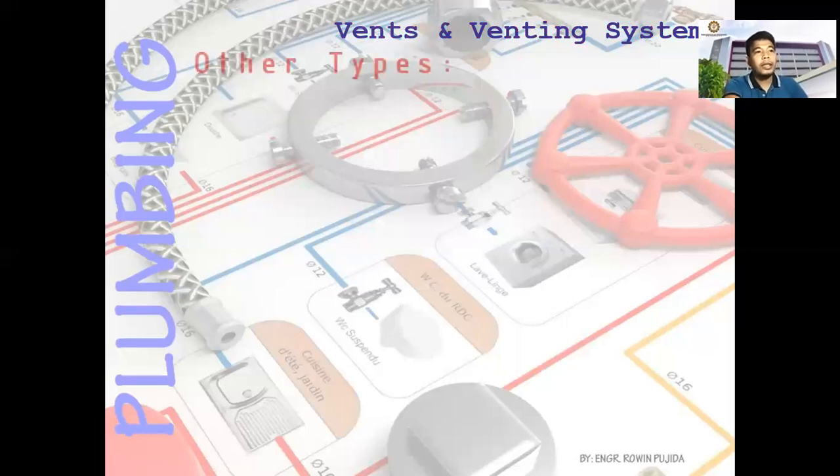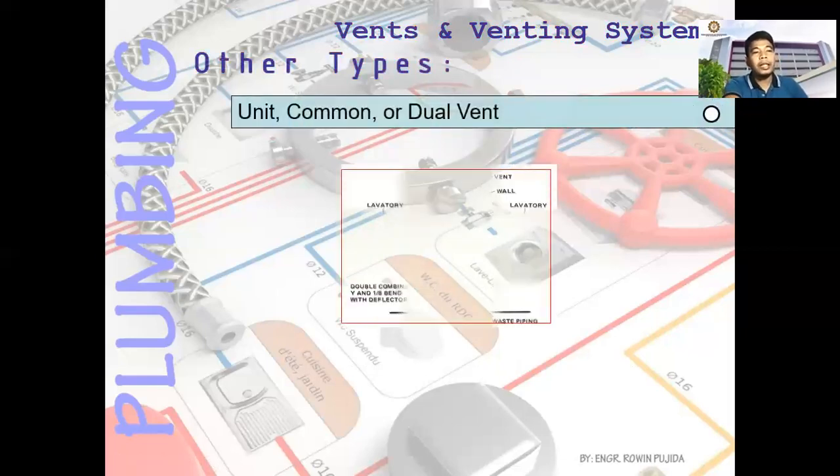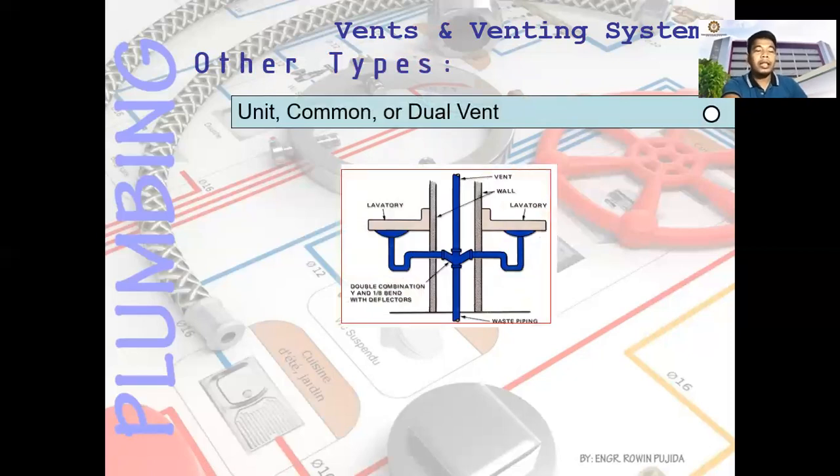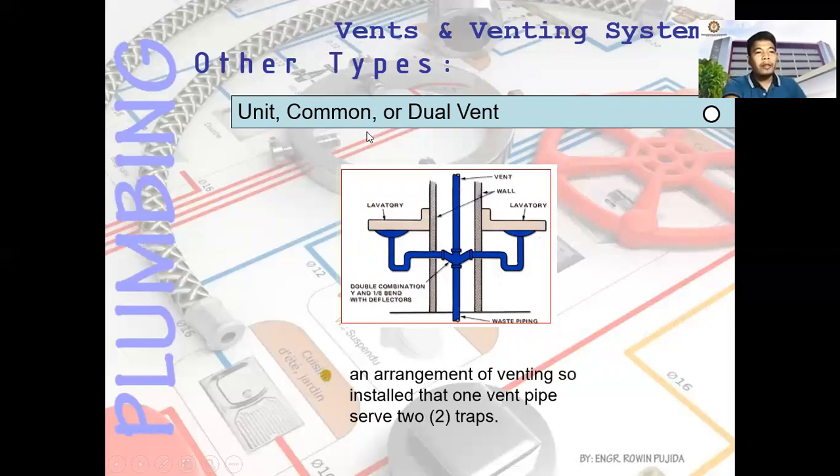Next, we have the other types of vent. You have the common, the unit, or the dual vent. So this is dual since this serves two fixtures. So you have two lavatories, then you have the fitting here, and then you have the dual vent, or the common vent, or sometimes a unit vent. So it is an arrangement of venting so installed that one vent pipe serves two traps or two fixtures. Okay.